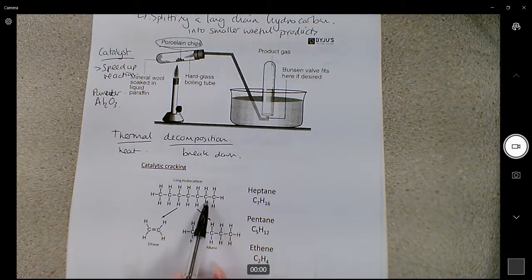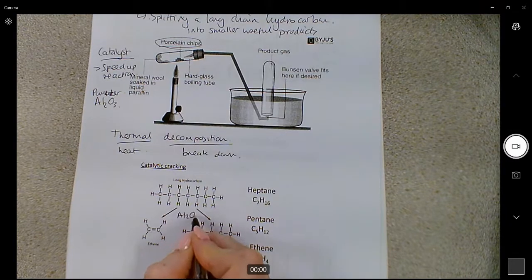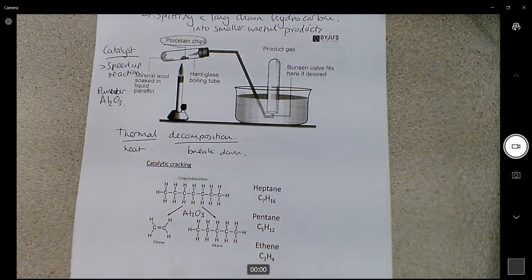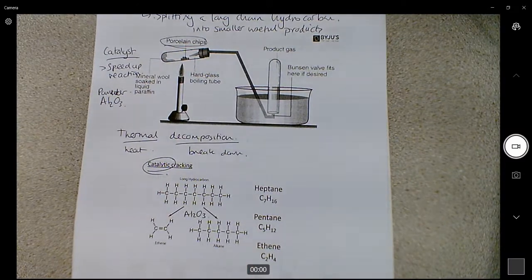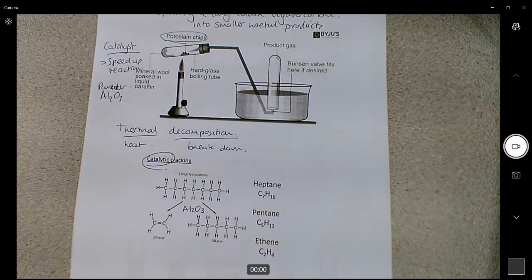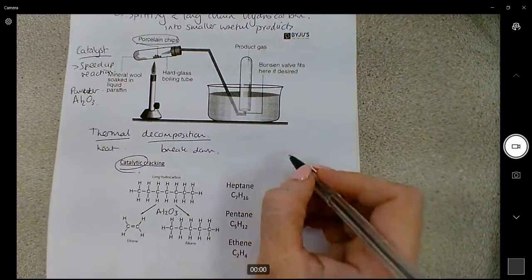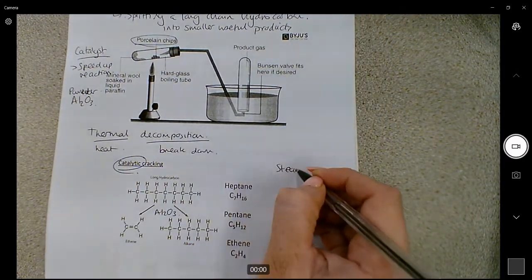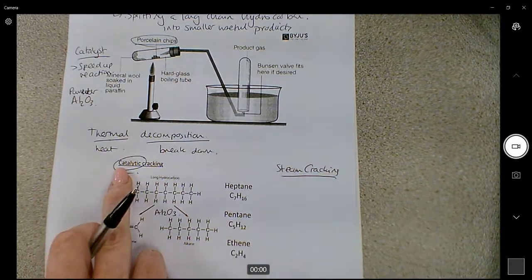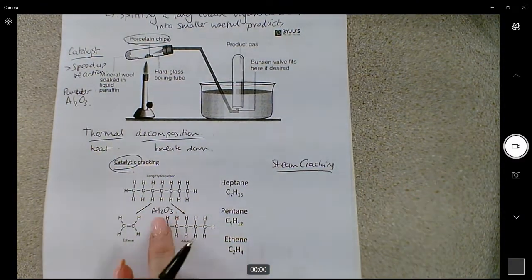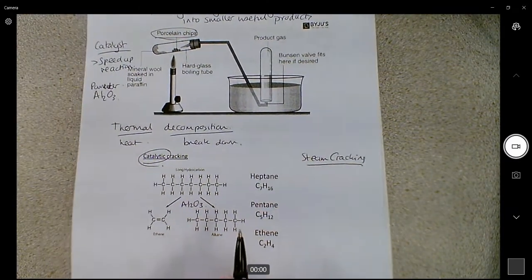We're taking a long chain hydrocarbon, we're cracking it. So this, for example, could be aluminium oxide powder. And as you can see, this is an example of catalytic cracking. There's actually two processes of cracking that you need to be aware of. One is catalytic cracking and the other is steam cracking. And as you can see, catalytic has got our catalyst, which in this case is aluminium oxide, powdered aluminium oxide.